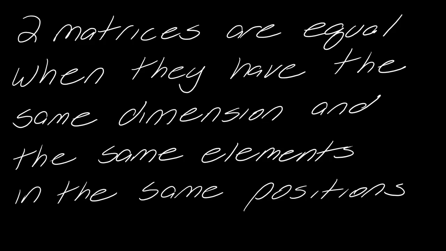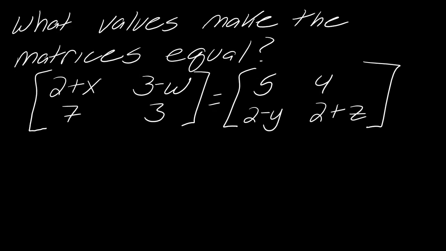Two matrices are equal when they have the same dimension and the same elements in the same positions. In reality, this might sound like a lot, but I think it's actually pretty straightforward. I'll show you a problem that might try to flex this definition. What values make these two matrices equal?